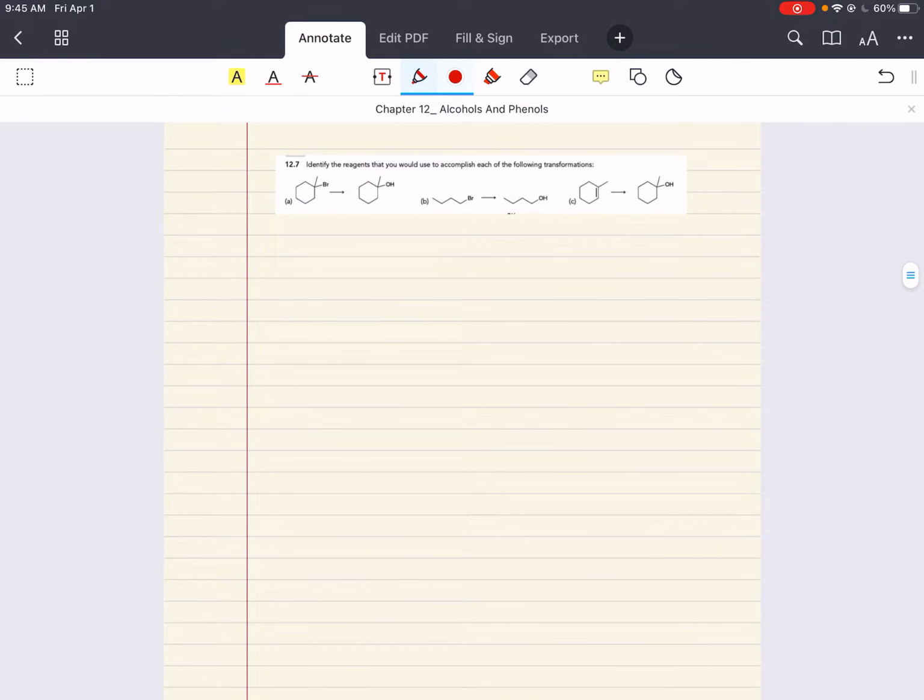Identify the reagents you would use to accomplish each of these following transformations. This is going to be one-step synthesis kind of problems. All right, so if we look at A, we're replacing that bromine with an alcohol. This is pretty much the only thing that's changing. Now, an important thing to note is that this is a tertiary substrate. So what's going to be happening is we can replace the bromine with this alcohol group, but it's going to occur through SN1, so we want a weak nucleophile. So the reagent we would need to accomplish this is simply water. Water will convert that bromine to an alcohol group.